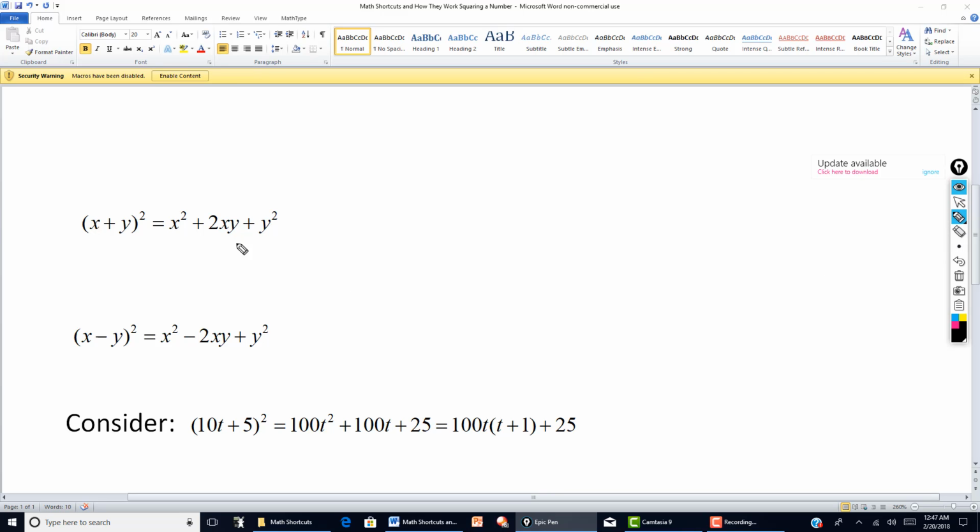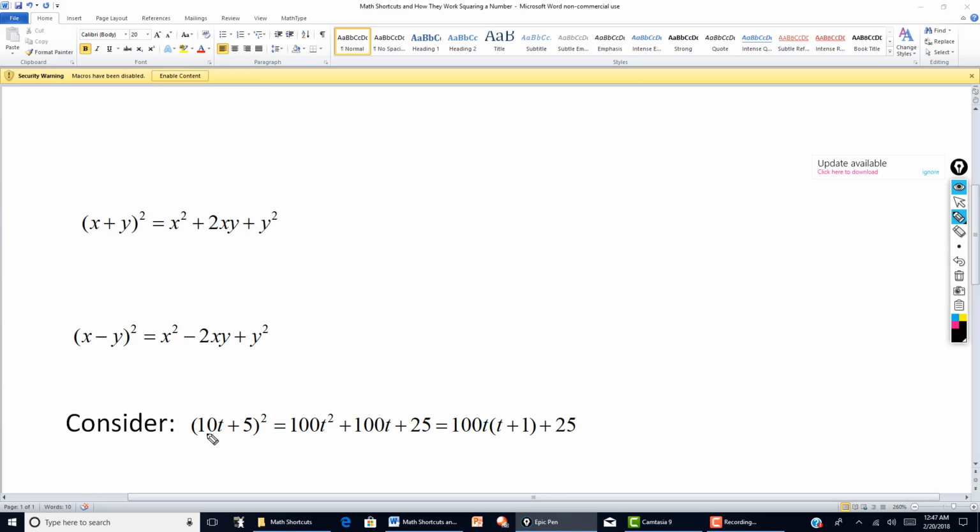Okay, so I took the first formula then. I have it as a binomial squared here. So I squared the first term, that's (10t) squared, which gives me 100t squared. And then remember, it's double this product. So 5 times 10t is 50t, times 2 gives me 100t. And then plus the 5 squared, which is 25.